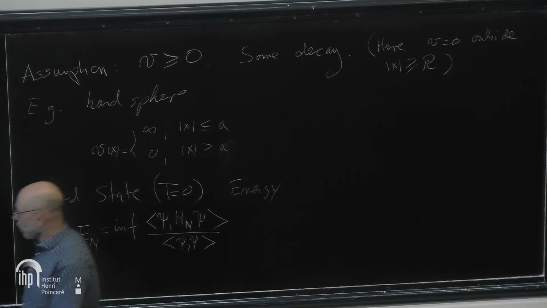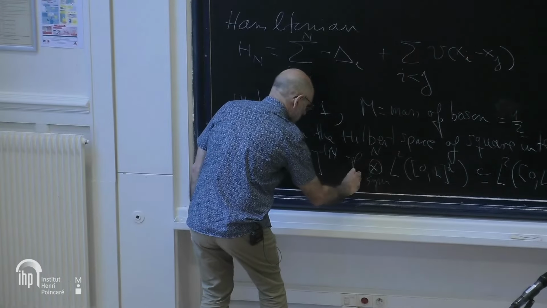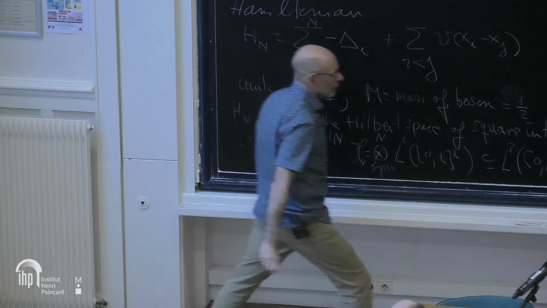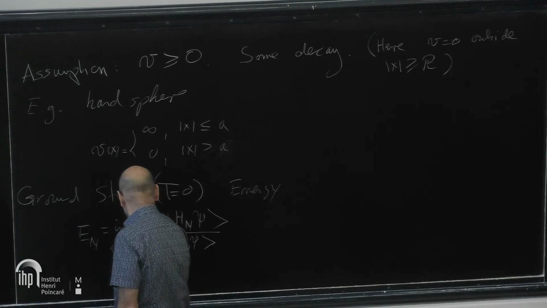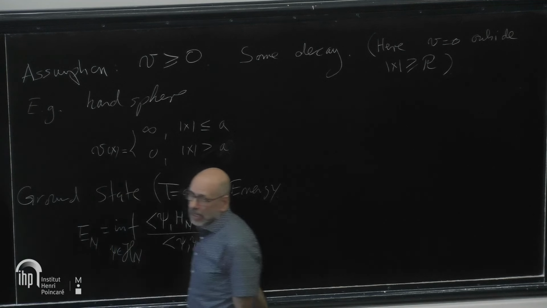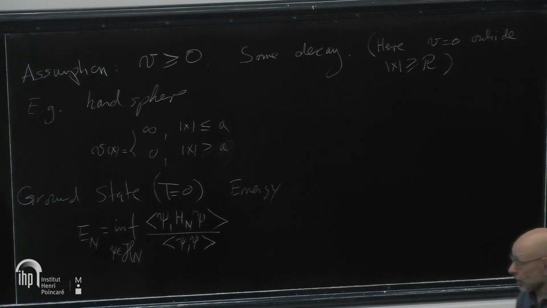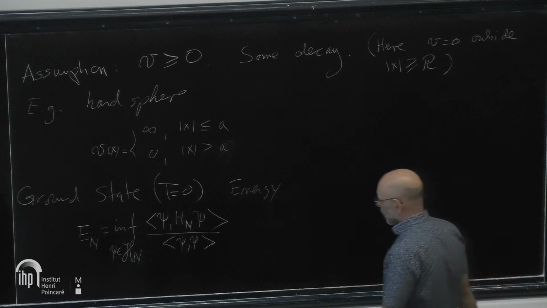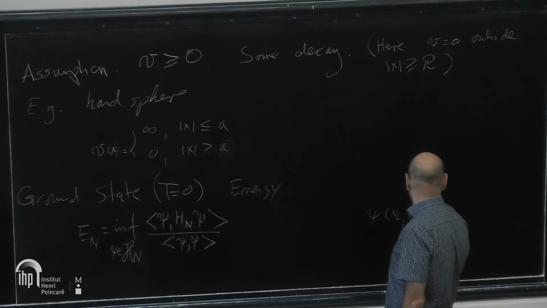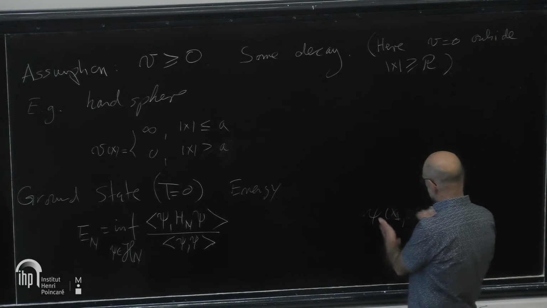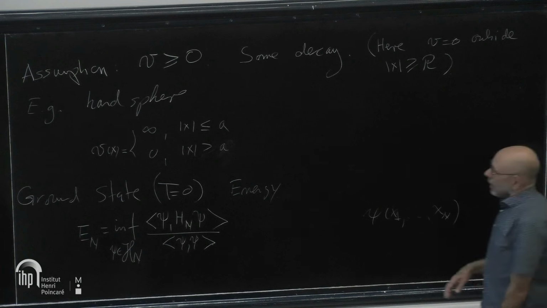Maybe let me call this Hilbert space script H_n, so I need to assume here that psi is in H_n, meaning this is just the square integrable symmetric function of all these variables, right? So psi is x1 up to xn, and it's symmetric and square integrable.